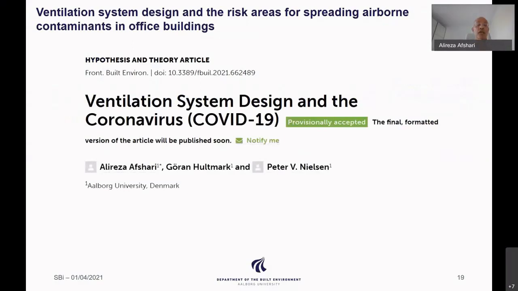We have published this result in an article called Ventilation System Design and the Coronavirus COVID-19. You can find more information in this place.